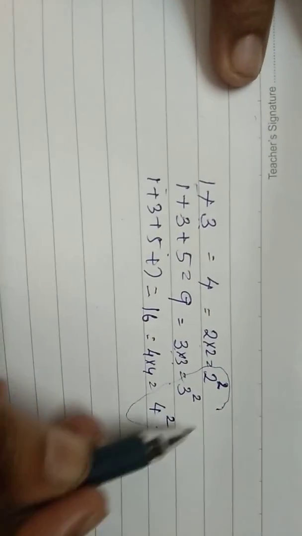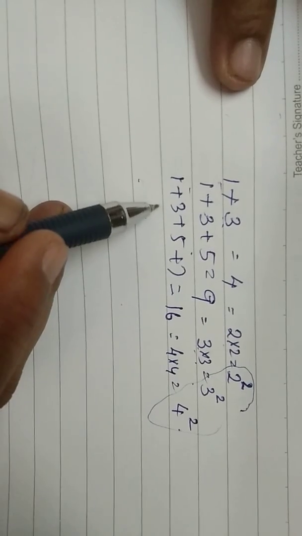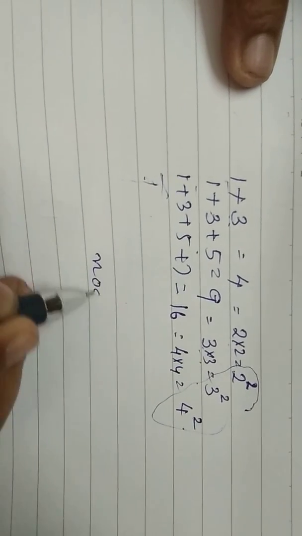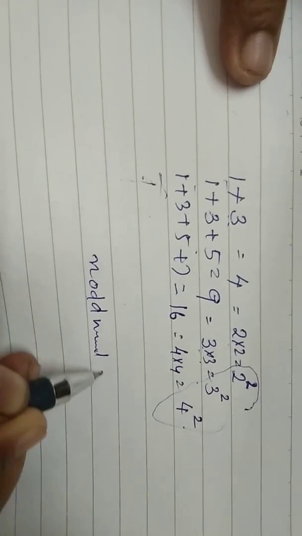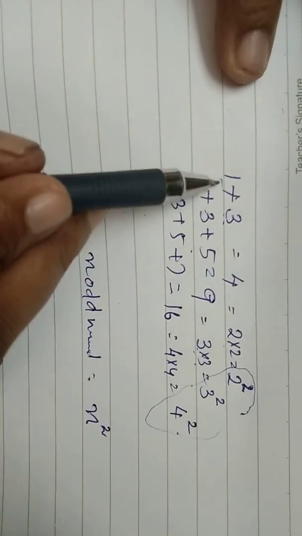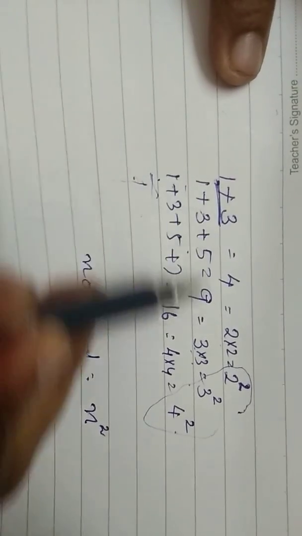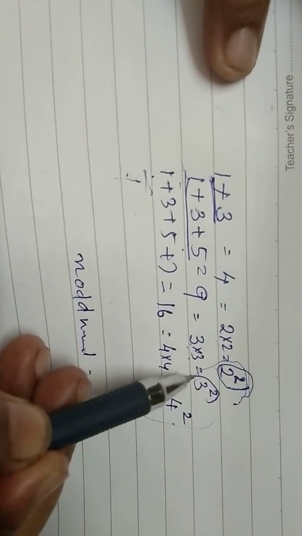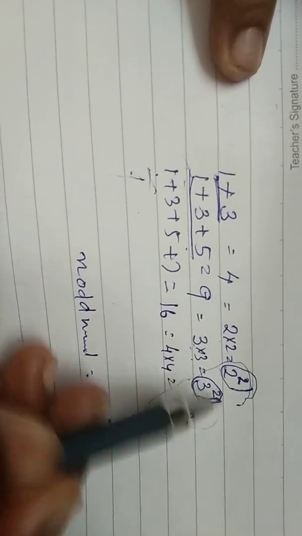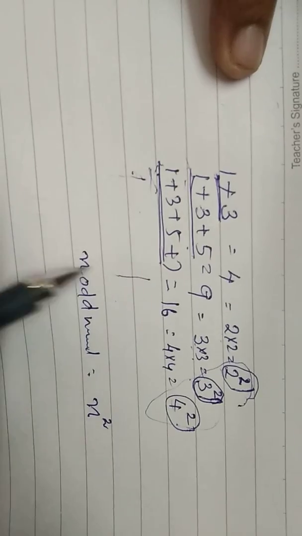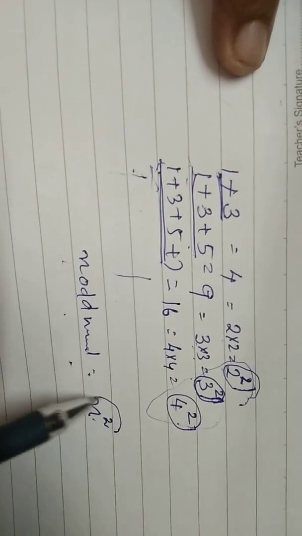Look here, a pattern is forming when we take the sum of odd numbers. When we add the sum of n odd numbers, what will it be? That is n raised to 2. Here we have taken 2 odd numbers, that is 2 raised to 2. Here we have taken 3 odd numbers, that is 3 raised to 2. Here we have taken 4 odd numbers, that is 4 raised to 2. Moving like that, when we come to n odd numbers, we can write n raised to 2, that is n into n. That is a type of pattern.